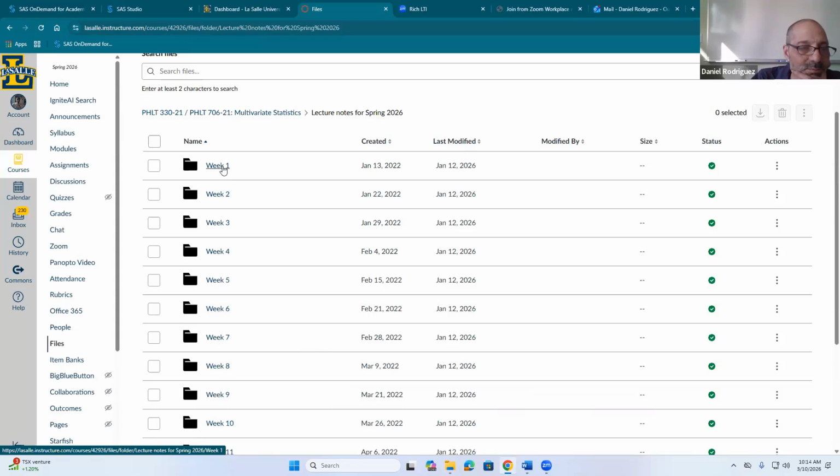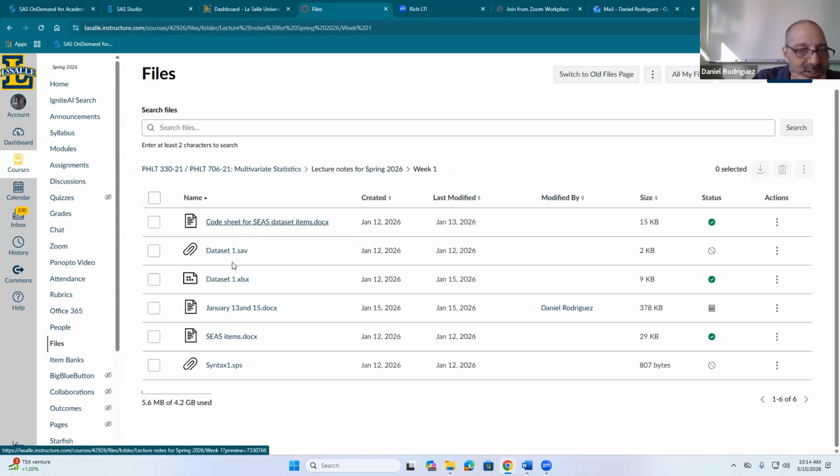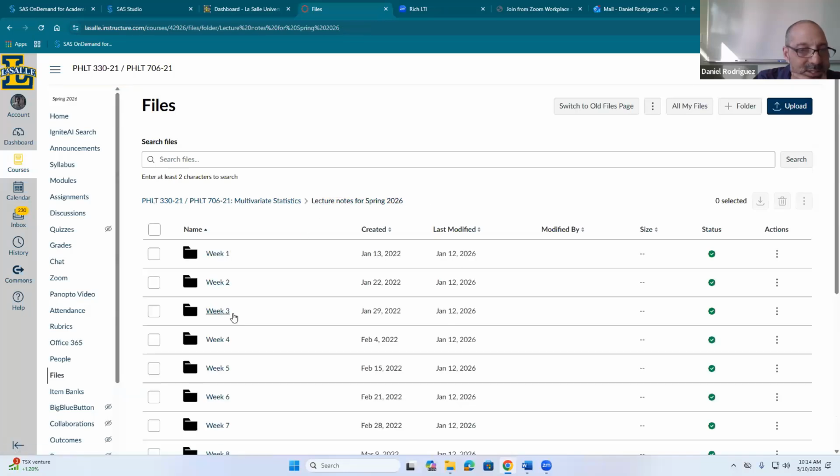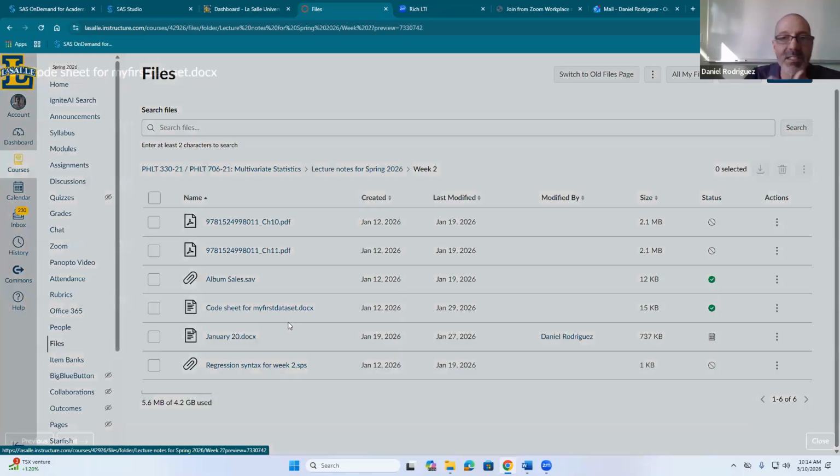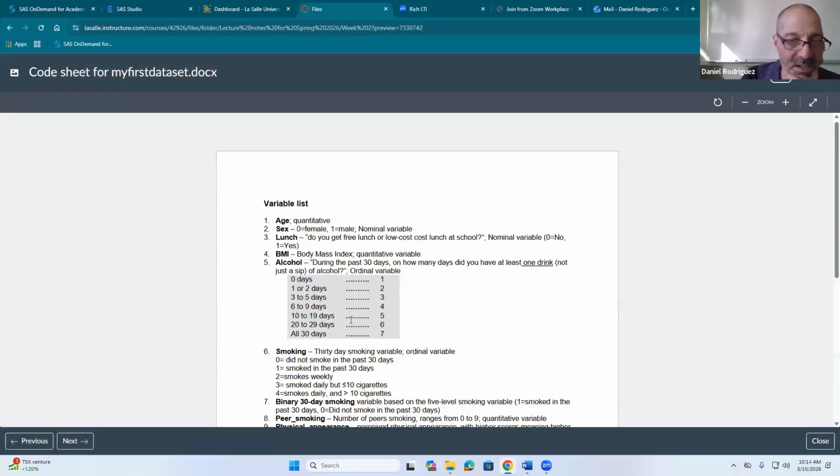Let's try week. I don't think it was in week 1. Maybe, let's see, week 1. Code sheet, not that code sheet. We don't want the C's code sheet. Try week 2. Code, here it is. Okay, perfect. All right, let's look at the alcohol variable.